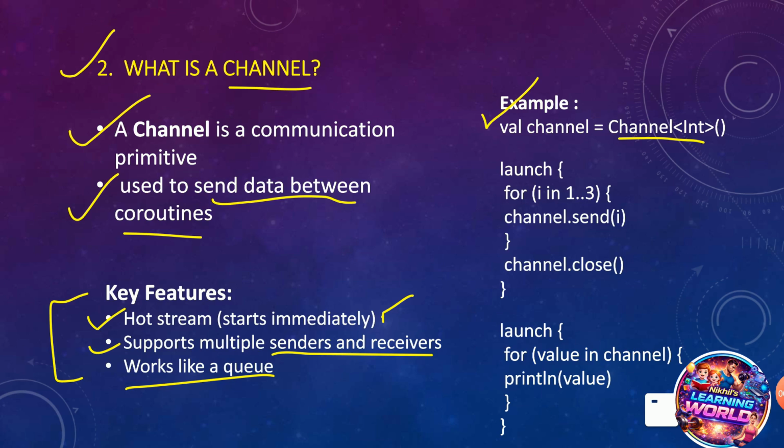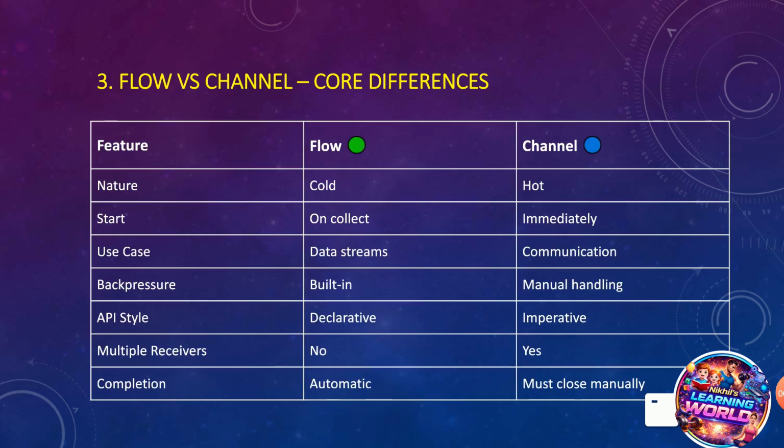Next we can see the difference between flow and channel. In nature, flow is cold and channel is hot. Flow means whenever you collect, the data will flow, and channel can emit the data immediately. Flow starts on collect. For the use case, when the data stream is collected, at that time flow will be used, and if you want communication between coroutines, then the channel is very important.